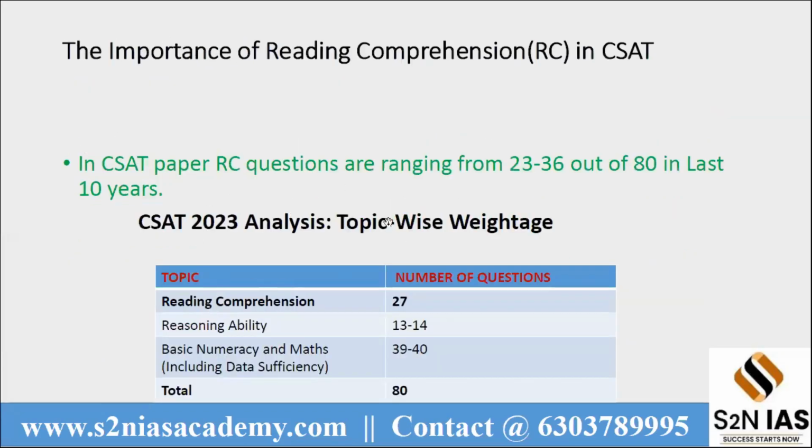This is the importance of the CSAT paper. These are the statistics from the 2023 question paper: 27 questions from RC. If you add reasoning ability and some other sections, it goes to 30 questions, meaning 30 into 2.5 marks, around 70 to 75 marks. These valuable marks are under the RC section of CSAT.